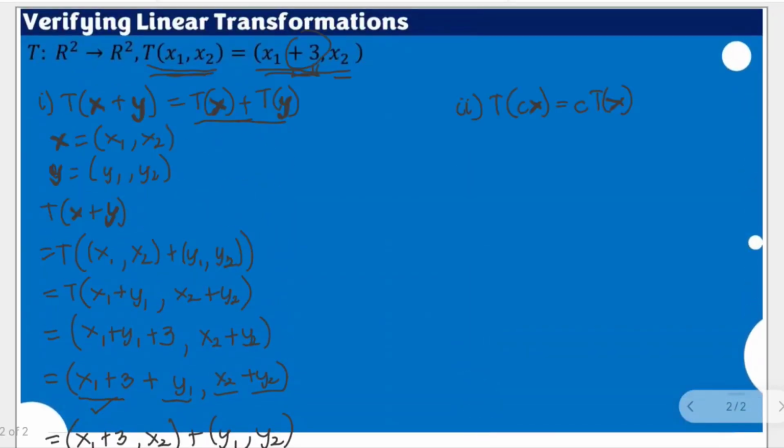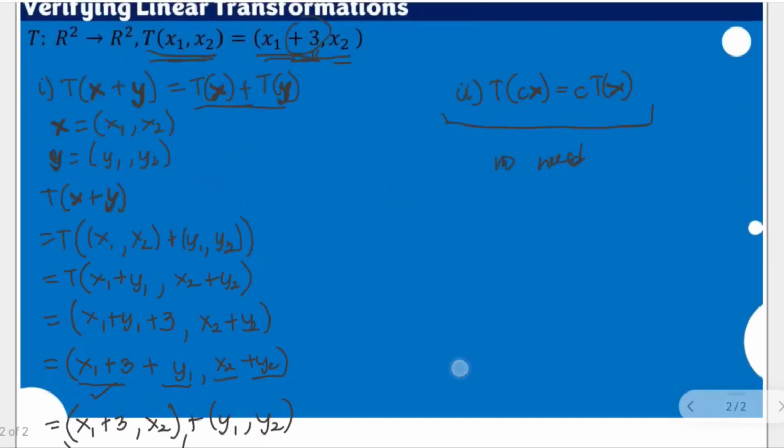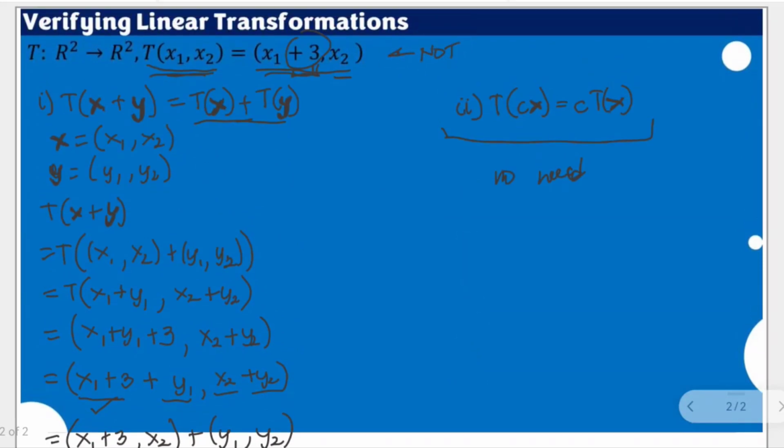No need to proceed to the second condition, since the first condition has already been proven that it will not satisfy the given condition for linear transformation. So again, no need for this. Since we have established already that this is not satisfied, and hence this is not a linear transformation. So that's how you check or verify whether a given transformation is a linear transformation or not.